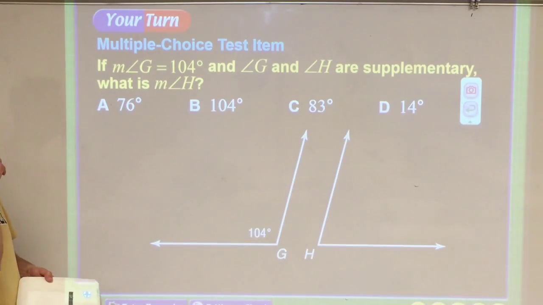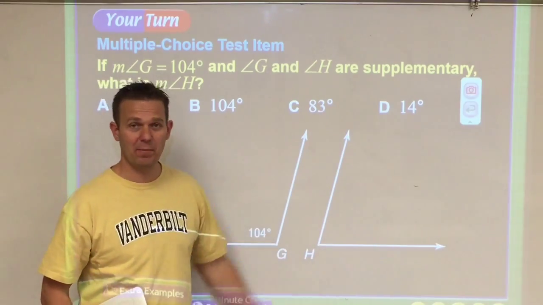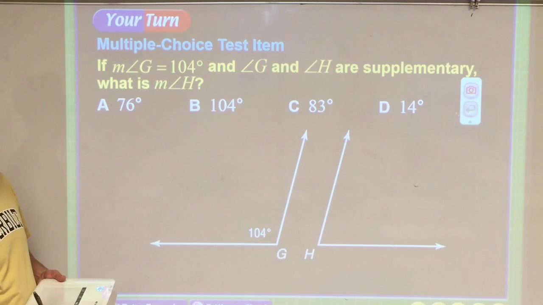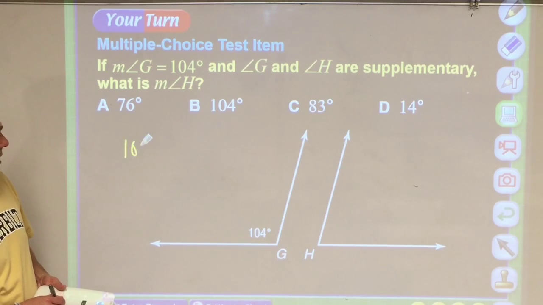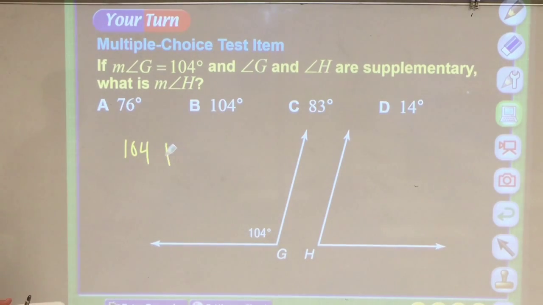Now here, it's telling you that these two angles are supplementary. Remember the rule? Supplementary equals 180. So what do we do on this one? And again, this will just be good to watch and write down the notes. We have angle G is 104 plus angle H, we'll just call it H, has to equal 180.